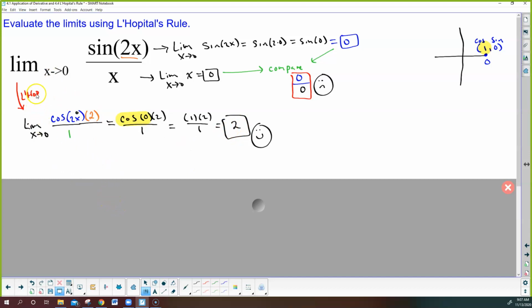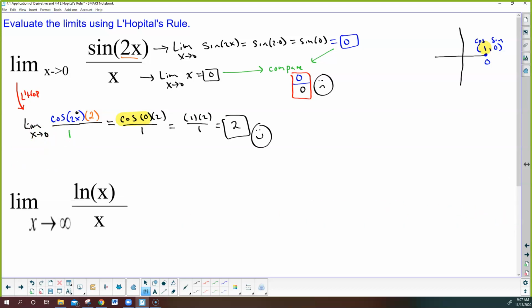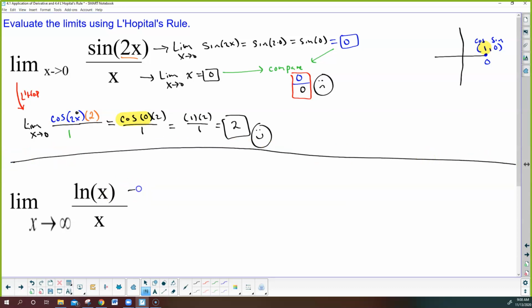Now I will say there are going to be times where L'Hopital's rule doesn't work on the first time. You have to take the derivative again and again and again and keep going. And sometimes it doesn't work at all. And in that case, the limit just would not exist. Okay, I don't want you to write this one. I want to do this very quick just so you guys can see it.